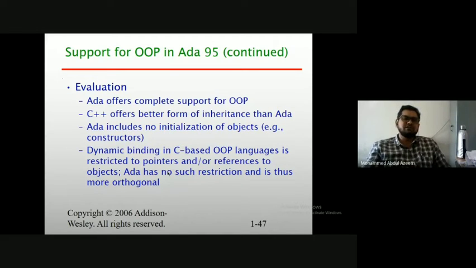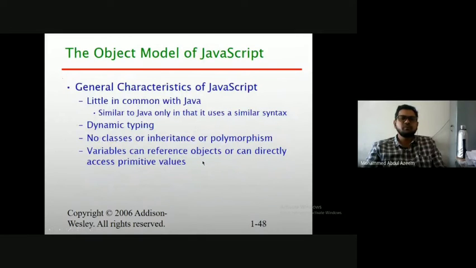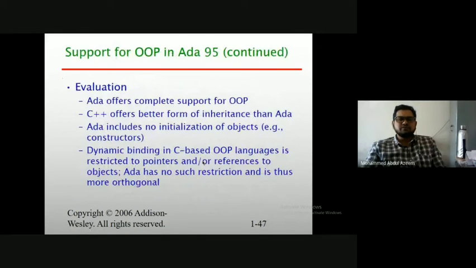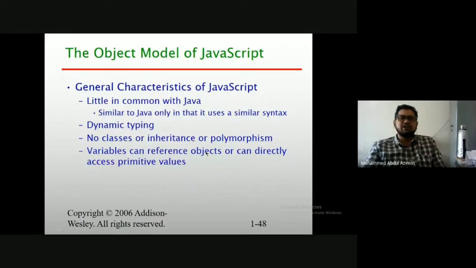Even Java is C-based because most of the C syntax is directly taken by Java. So of course it makes use of references, right? Java makes use of references, whereas C++ makes use of pointers. Of course it does have references as well. But Ada has no such restriction and is more orthogonal, right? This is all about Ada.